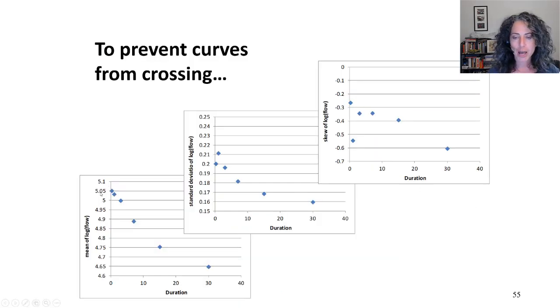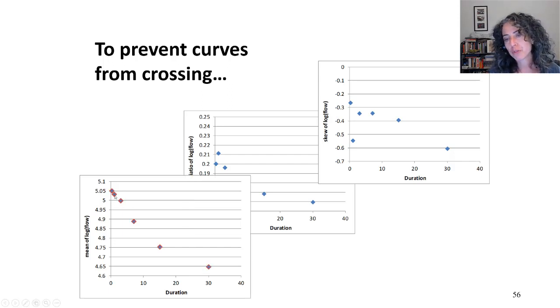So here I've got each of the sets of means, the standard deviations, and the skews each plotted across duration. Sometimes we plot them against each other, plot mean versus standard deviation versus skew. In this case, I've plotted them all against duration. So first, looking at the means down here at the bottom, these actually look fine. So the mean is decreasing as the duration increases, and that was what we saw when we average over a longer duration of time. The flows get lower.